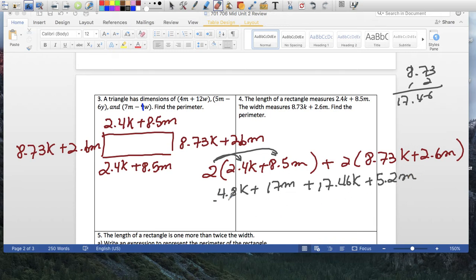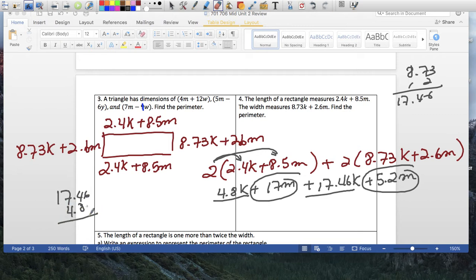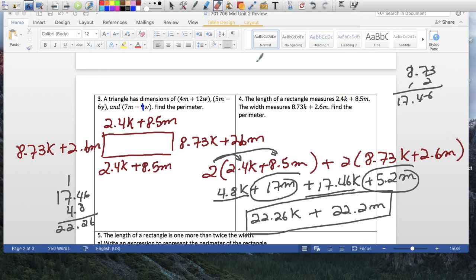Now we can combine like terms, so these two k terms will be combined, and 17m plus 5.2m will be combined. They're all positive, so it makes life a lot easier. So 4.8k plus 17.46k, and again, you will have a calculator, is 22.26k. And then 17m plus 5.2m gives me 22.2m. So the perimeter of this rectangle is represented by this expression.